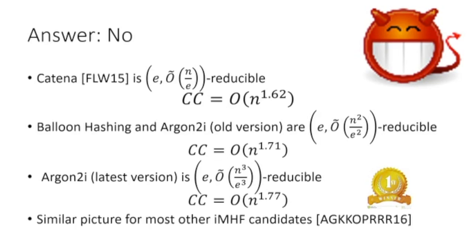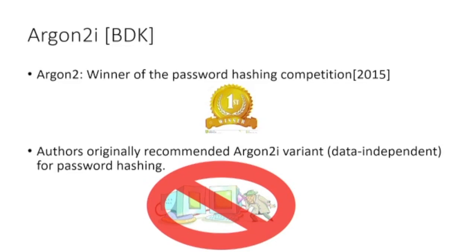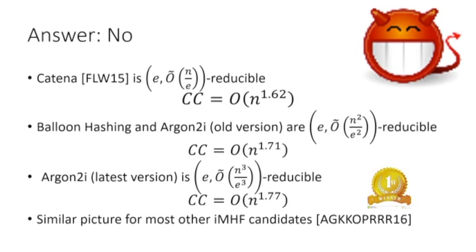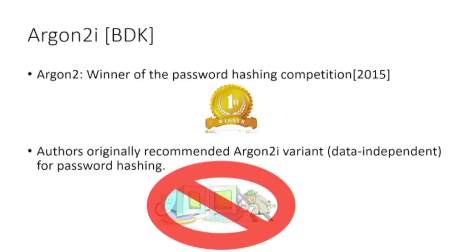Yeah, there's other iMHF candidates, and I'm not going to introduce them, but similar results hold for all these other proposals. So in particular, Argon 2 was the winner of the password hashing competition, and Argon 2I is the variant that the developers recommended using for password hashing. I should mention that this attack is only on Argon 2I, the data independent mode, but the data independent mode is the version they recommended because it's not vulnerable to these side channel attacks.